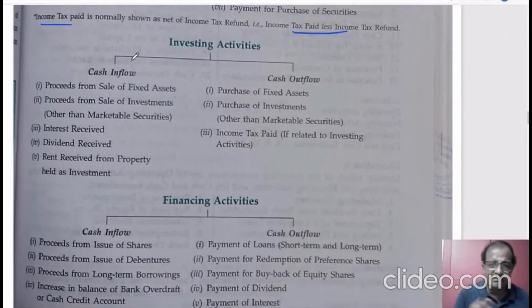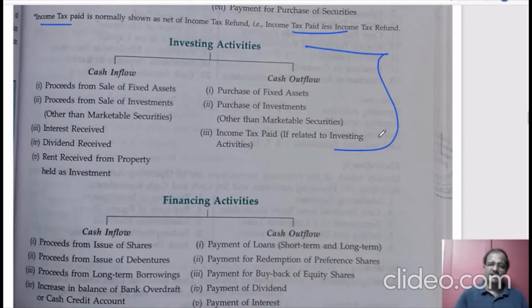Investing activity. Here, as I said earlier, all the balance sheet asset side items in general can be taken. Cash inflow. What are the examples for cash inflow of investing activity? Proceeds from sale of fixed assets, sale of old assets. Okay, proceeds from sale of investments other than marketable securities here. Okay, interest received, this is for non-finance companies. Okay, dividend received, rent received from property held as investment. Okay, all these are the examples of cash inflow.